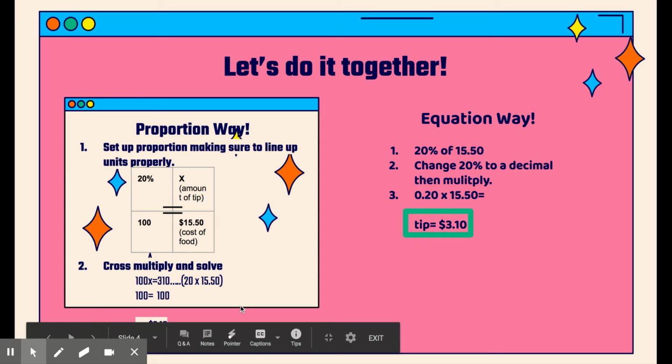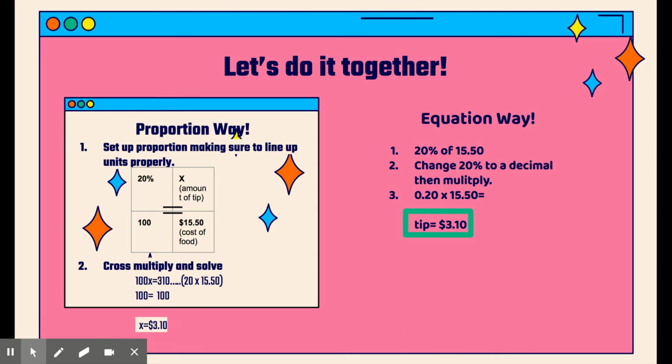You're going to cross multiply and solve. So 20 times $15.50, and you're not going to change that to a decimal. You're going to multiply just how it is. And then 100 times x, you should have 100x. And then I'm going to divide 100 divided by 100 on both sides. So 100 divided by 100 and then 310 divided by 100. You should get that your x, or your tip amount, is $3.10.